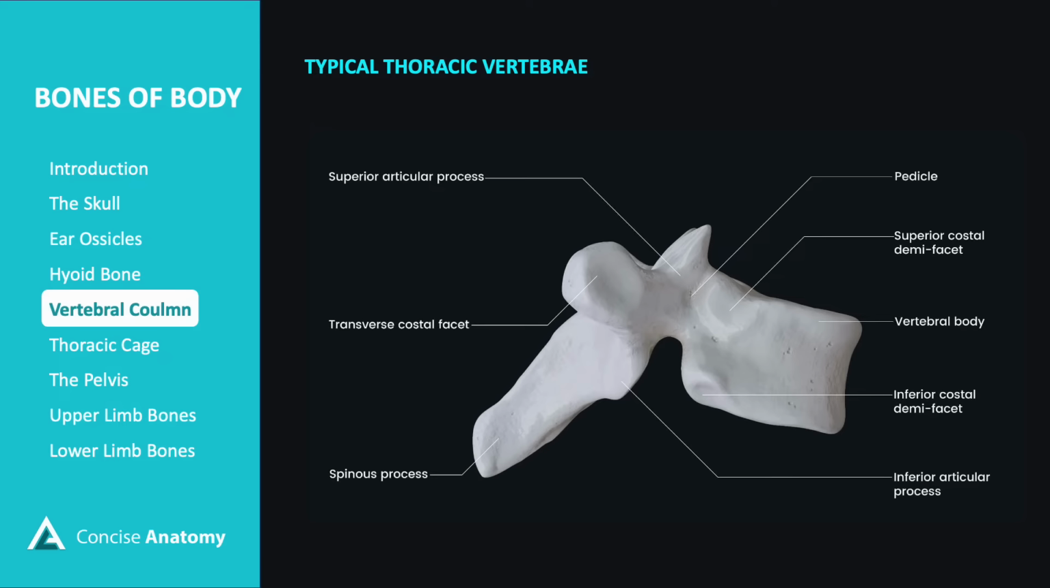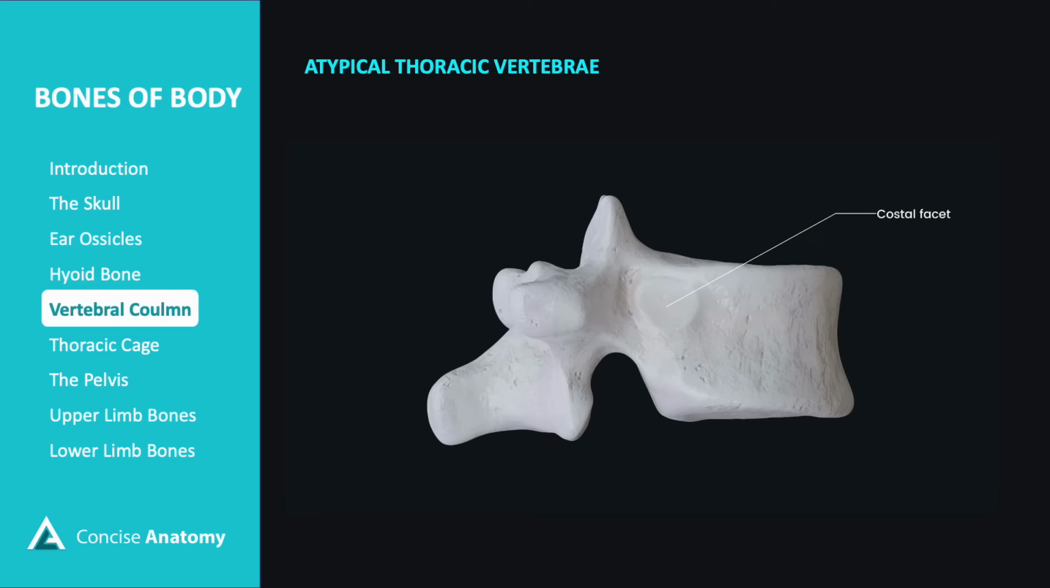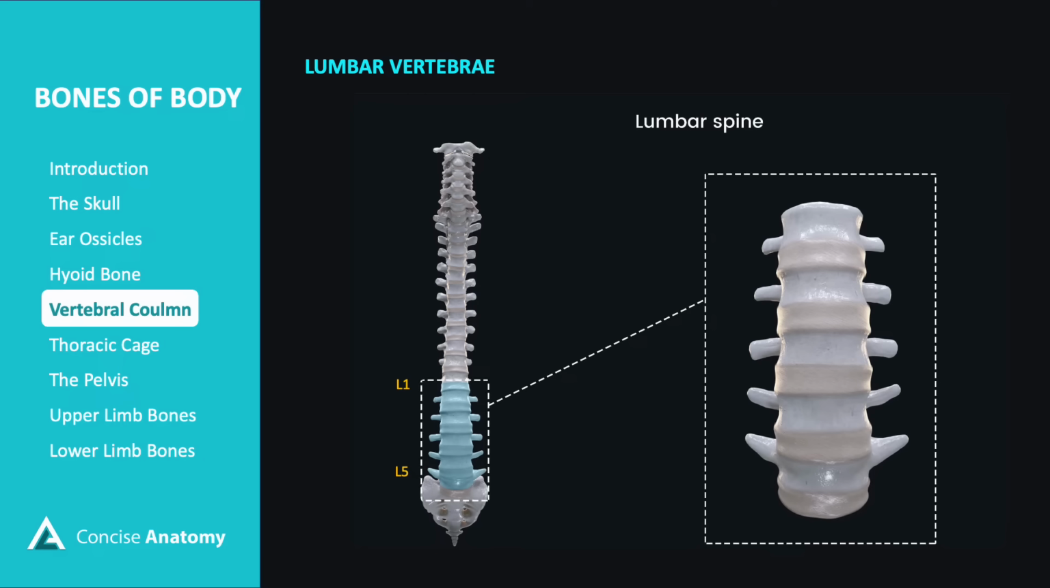is directed downwards. The 11th and 12th thoracic vertebrae have a single costal facet on their bodies, short spinous processes, and their transverse processes do not have rib facets. Lumbar vertebrae, L1 to L5, are located in the lower back and are characterized by large, kidney-shaped bodies to support the weight of the upper body.